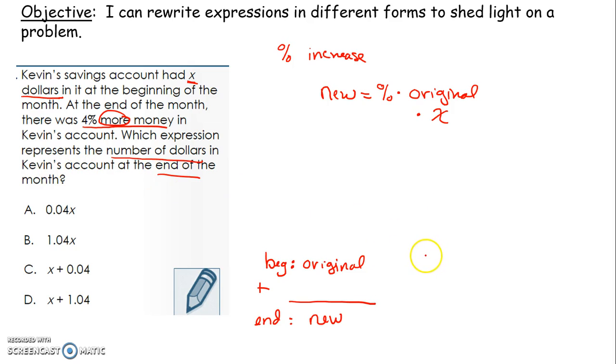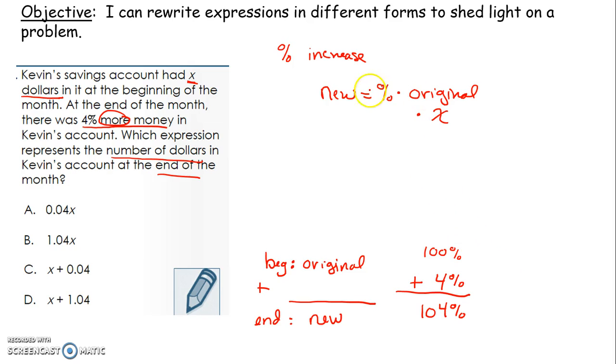So at the beginning of the month, originally you were at 100%. What percent do we need to tack on? How much more are we making? Oh, we're making 4% more. So by the end of the month, there's actually 104% of your original money in that account.